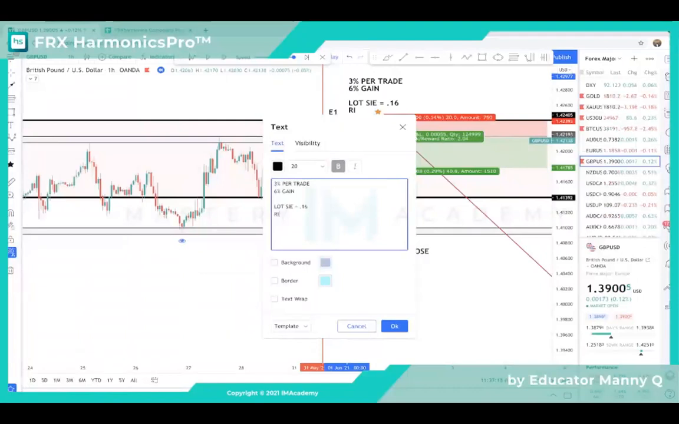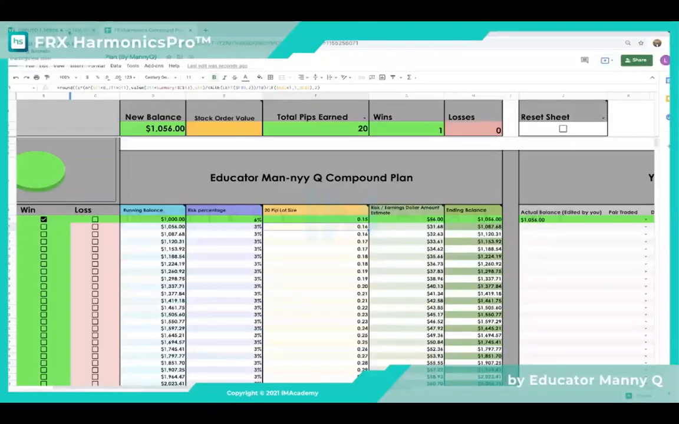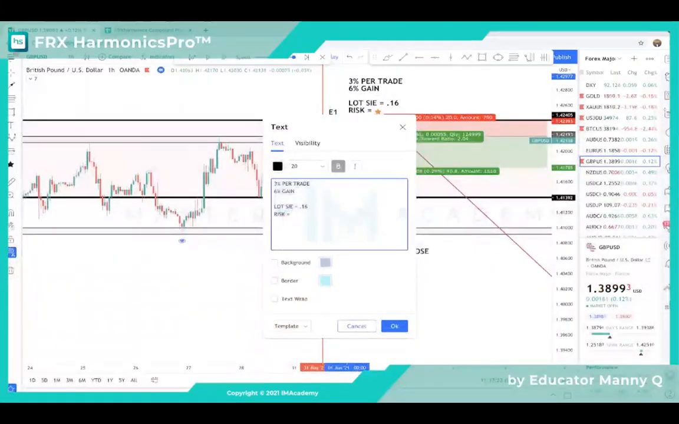Okay, your risk is going to equal a total of $31.68. And your reward, if you hit the full take profit, is going to be double that. So you're looking at about 63.24, right? And you're getting about $63.24.